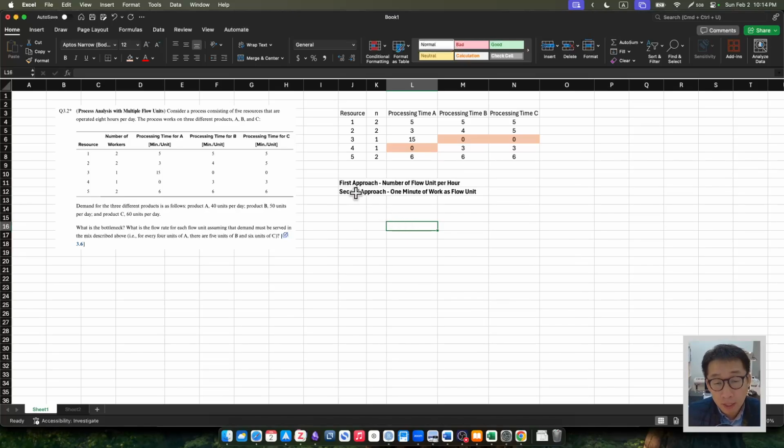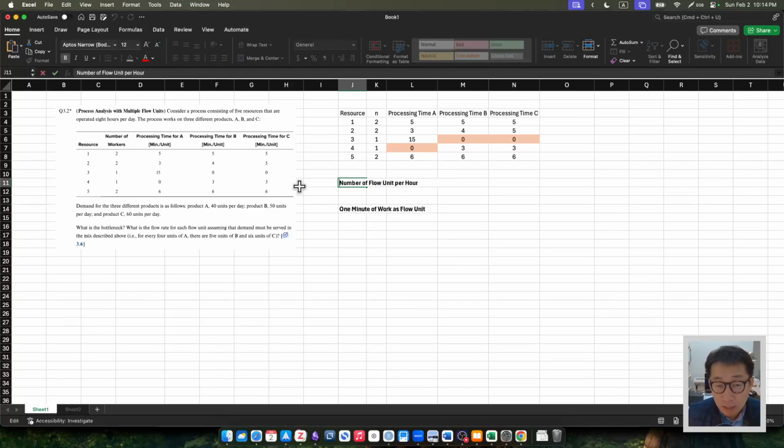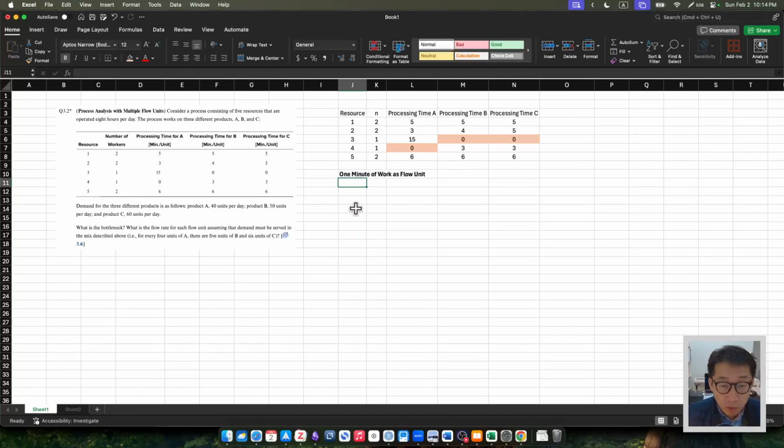Actually, I'm going to use the 1 minute of work as a flow unit first. I changed my mind, I'm going to use that first, which most of you find more intuitive. And then I'm going to use the number of flow units per hour as the unit of analysis next. Whichever one you feel is more intuitive, you're more than welcome to use, since they should lead to the identical result.